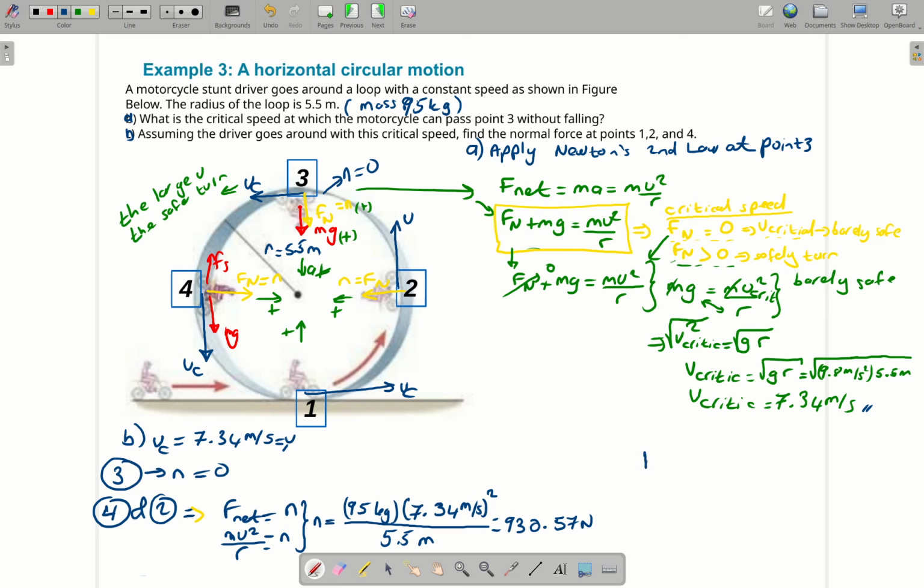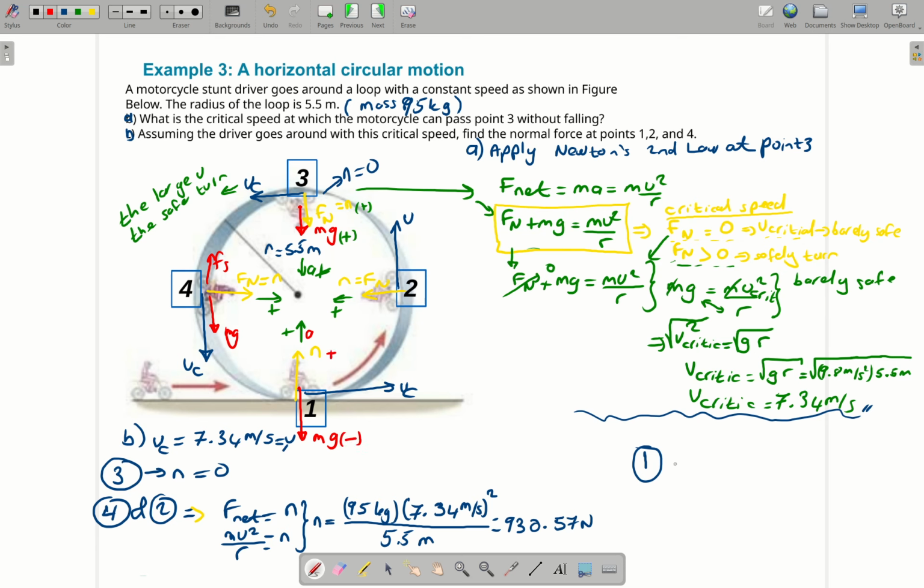What is the normal force at 1? That is a bit more interesting. If I look at 1, normal force is upward, as always, perpendicular to the surface. mg is downward, as always, right? And towards the center is always positive because A is towards the center. So N is positive here too, but mg is negative.